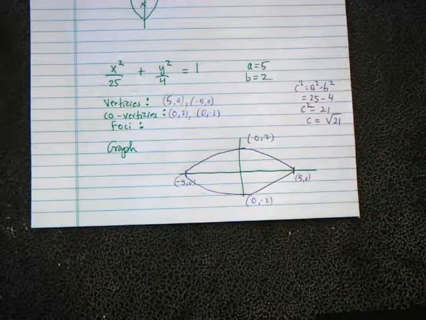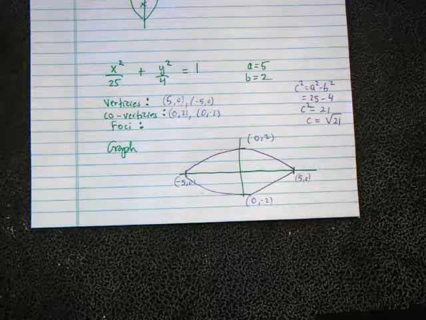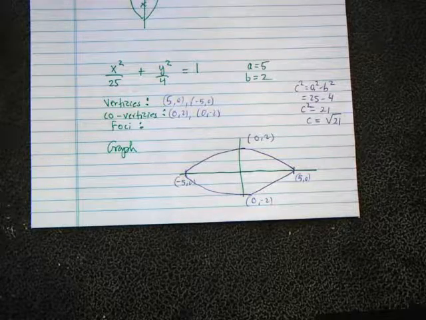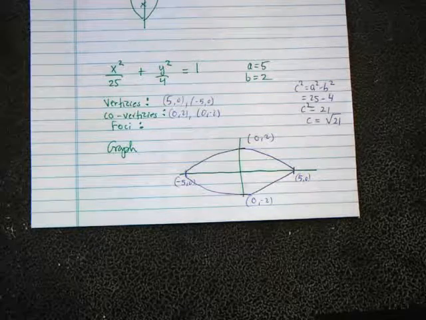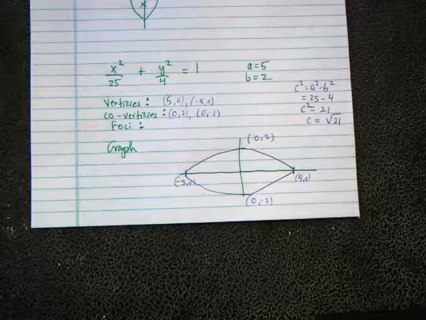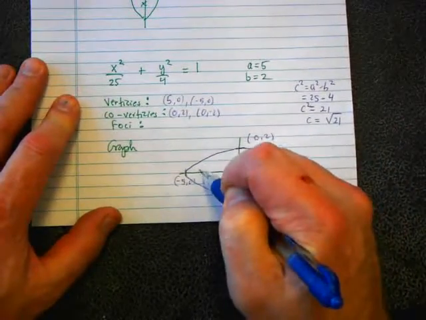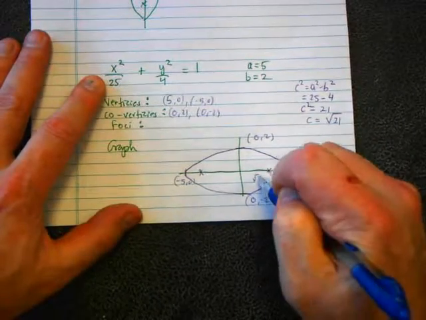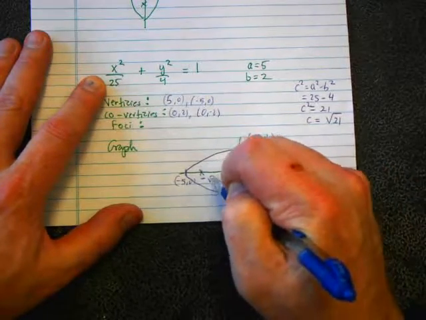So where are my foci? Inside of that, plus or minus square root of 21, am I going up, down, left, right, or diagonal? Left and right. Why left and right? Because it has to be on the major axis. So our foci are somewhere around there. This one's at square root of 21 comma 0, and this one's at negative square root of 21 comma 0.